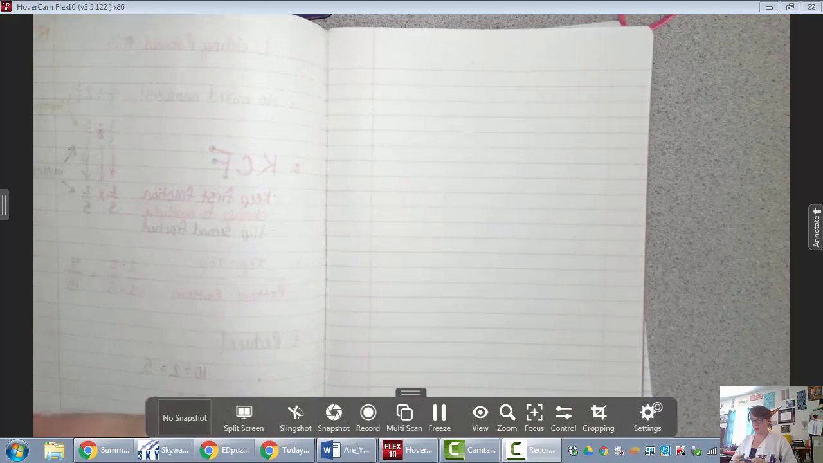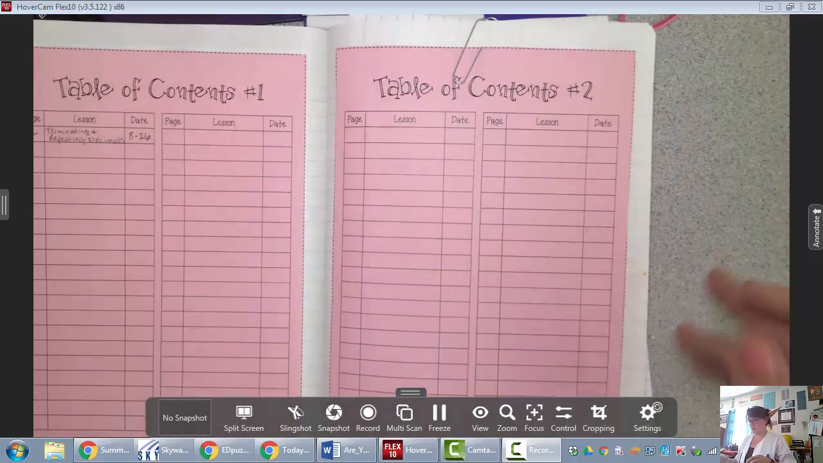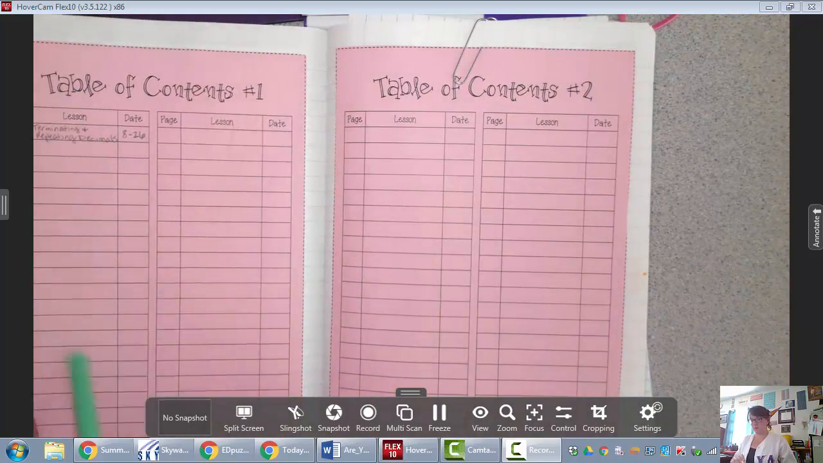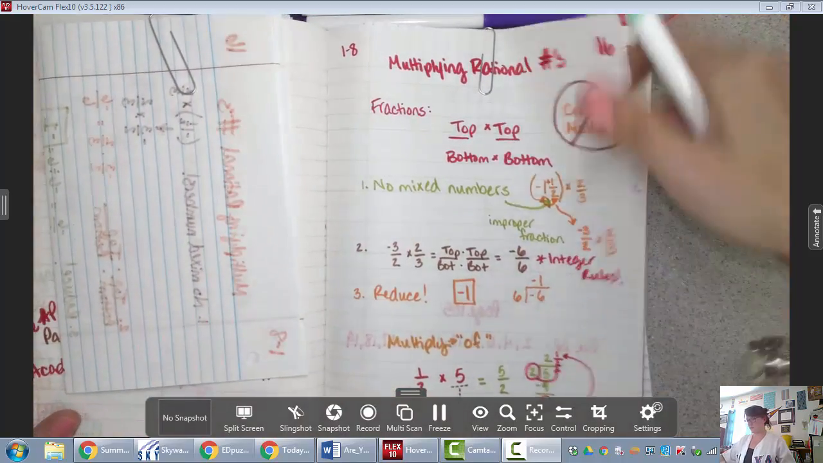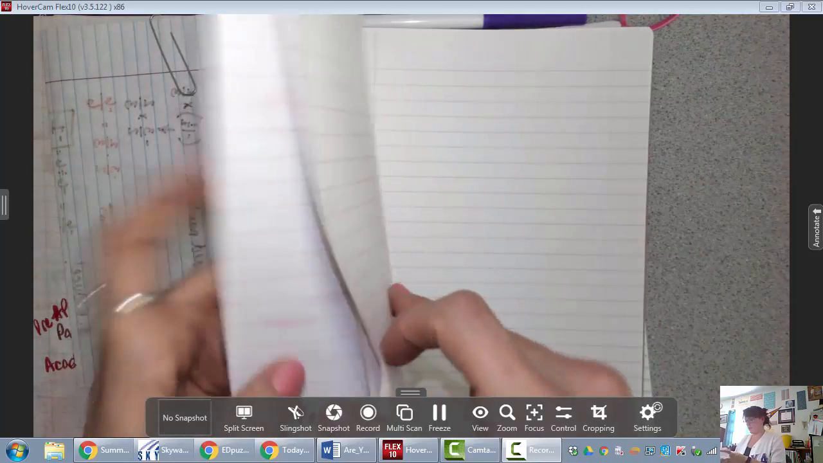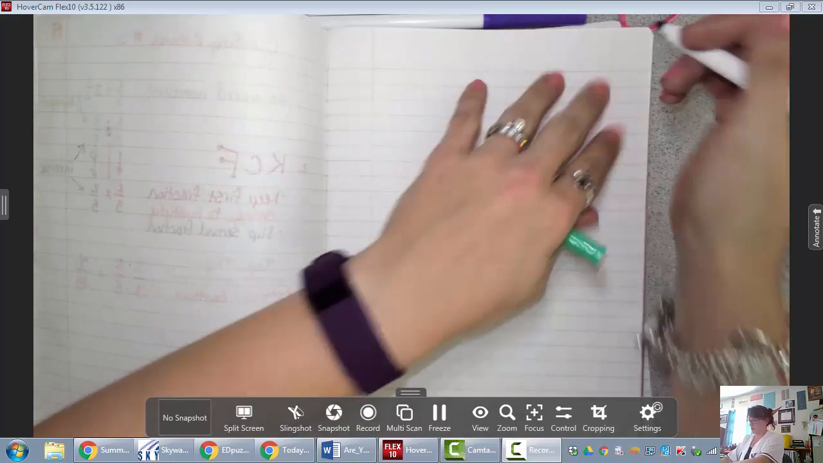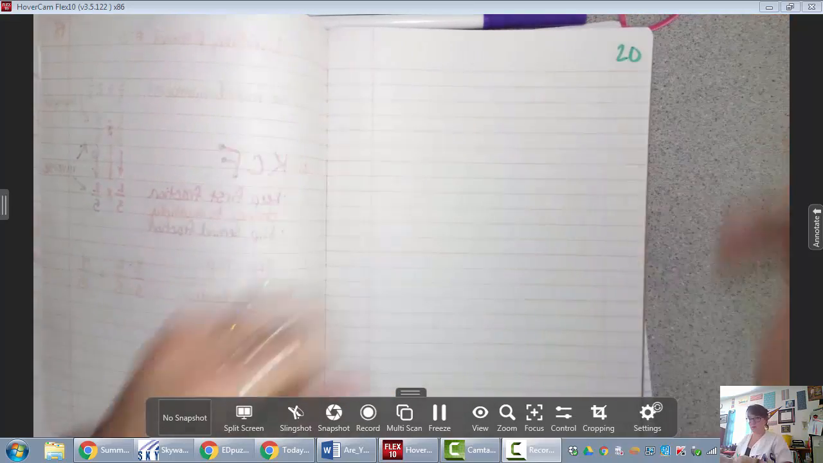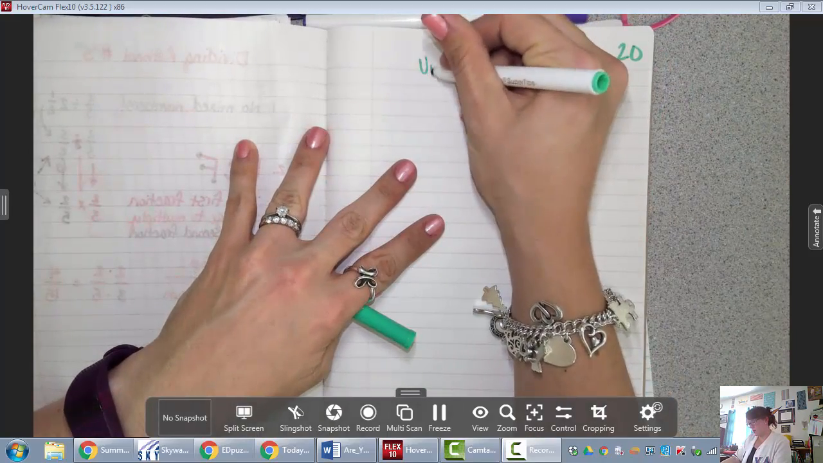Alright, today we are going to talk about unit rates. We are starting a new chapter. So I'm going to go to the front, my table of contents. Make sure you fill yours out. I've done a terrible job. I'm on page 20, and we are talking about unit rates.